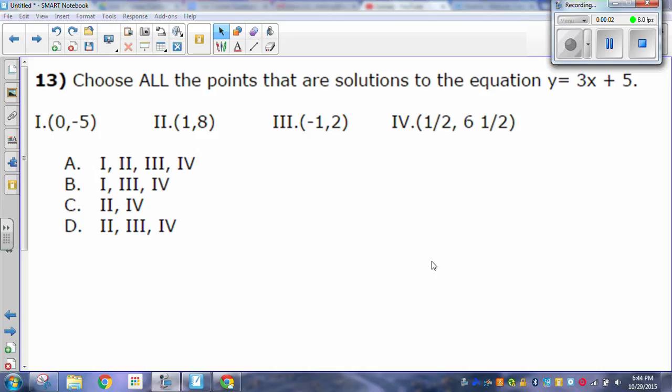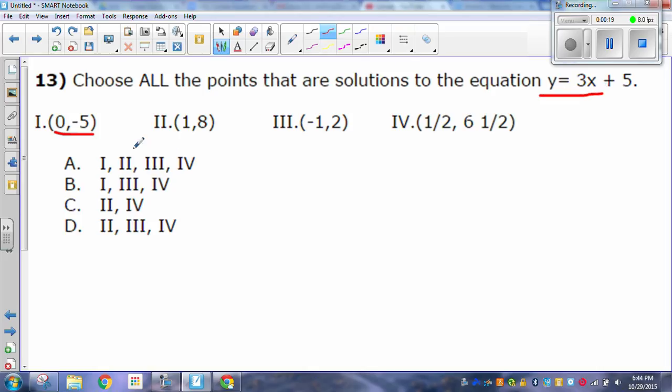Here's problem number 13 from the mock test. It says choose all points that are solutions to the equation y equals 3x plus 5. If you remember our MacGyver activity, this is that problem. The only thing we have to do is plug in these numbers in for y and x.